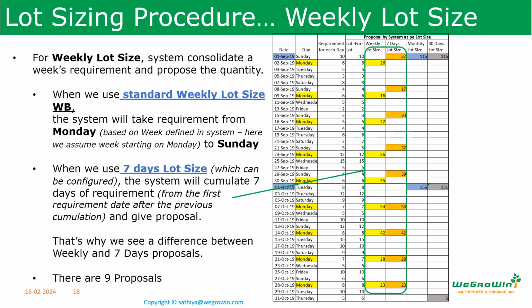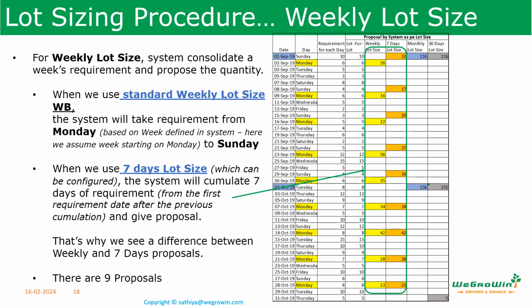Now, if we are using weekly lot size, what will happen? In SAP, weekly lot size will be defined like WB for weekly lot size. And also the weekly calendar is defined as Monday to Sunday. Then system will say that on the Monday the material has to be available. That's what system will define. On Monday material has to be available.